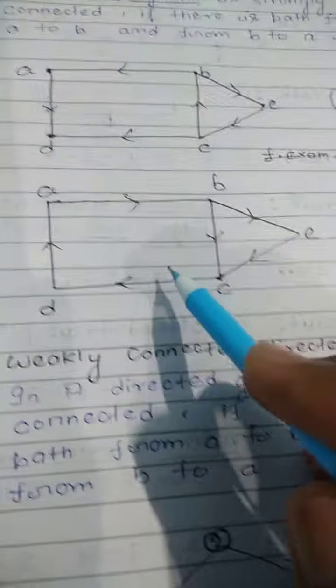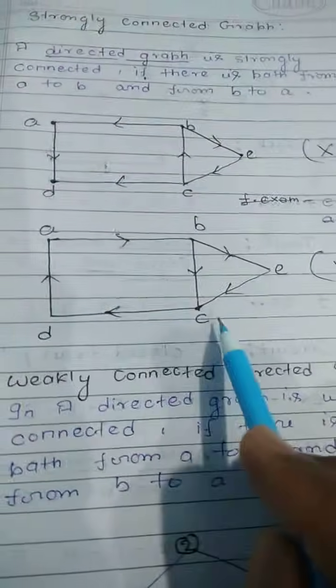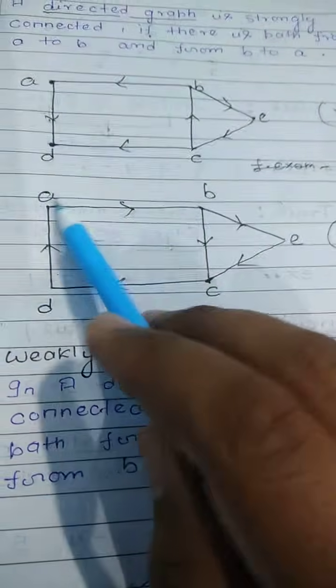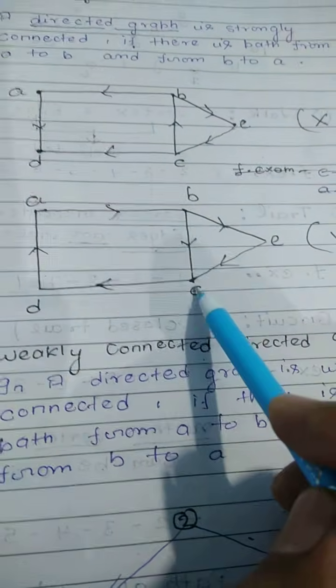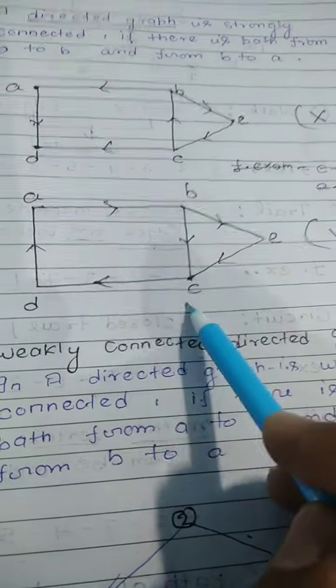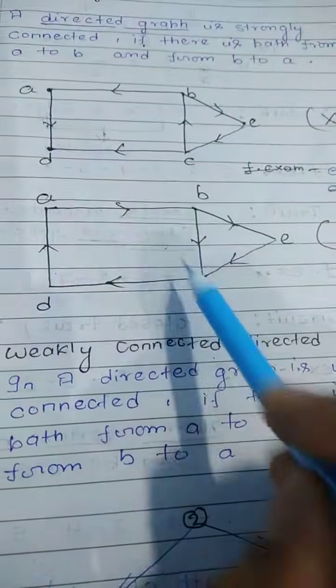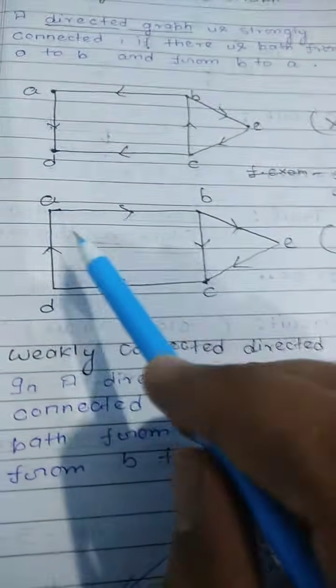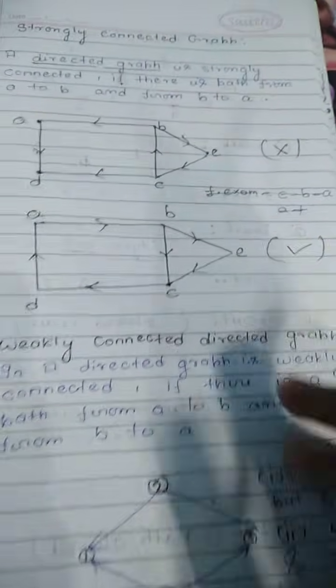If we see the next example, if we have to go to A to C, then A to B, B to C. Similarly, we have to go C to A, C to D, D to A. That means we can go A to C and C to A. Both directions are involved for the pair of vertices. That is called a strongly connected graph.